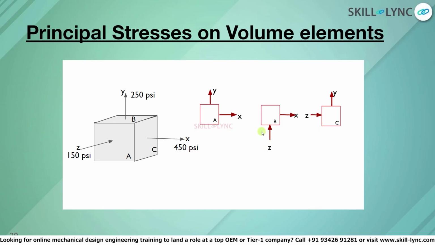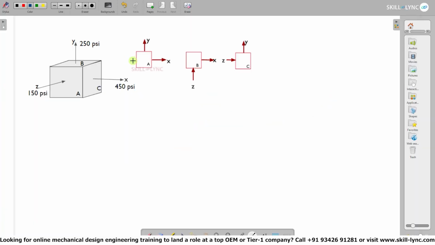So now we'll move on to the whiteboard to see a few important terminologies that we'll be using for calculating the principal stresses on volume elements. Now in the first element, which is the xy element, we know that x has a stress of 450 psi. So we'll give 450 psi here. In the same way, the next is going to be our y element, for which the stress is 250 psi.